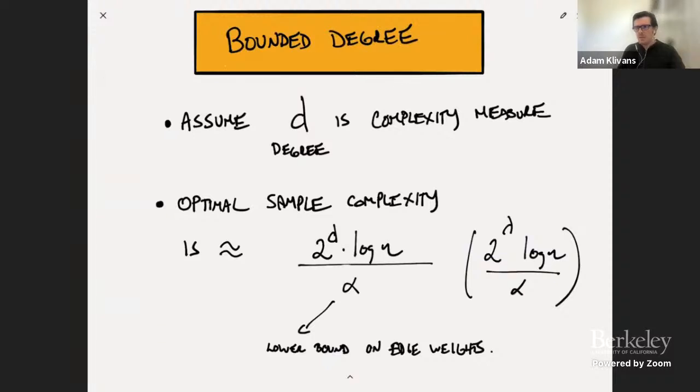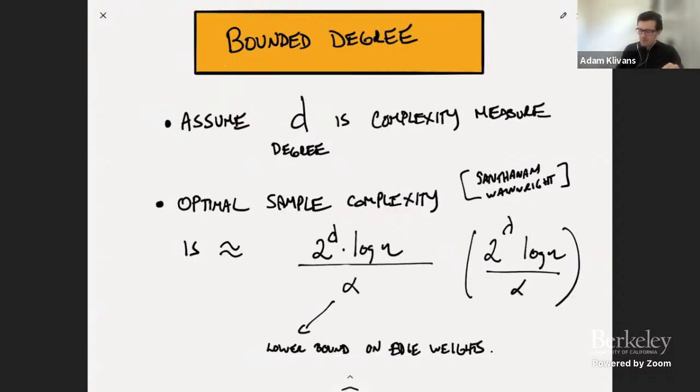So a measure of complexity that we'll take for these Ising models is that we're going to consider Ising models that have bounded degree. Okay, so we'll assume that the degree is bounded by D. You can think of it as a constant if you'd like. And then it turns out that this is the result of Santhanam and Wainwright: in the case when you bound the degree of your Ising model, the optimal sample complexity that you can hope to achieve is roughly 2 to the D times log n over alpha, where alpha is a lower bound on the absolute value of the edge weights in this graph.